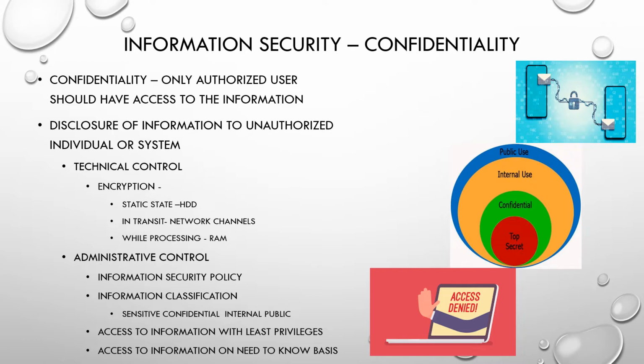Another example I can give here is that an HR person will have access to the HR documents but not to the marketing documents. A marketing person should not have access to the HR documents or accounts documents. A production person should not have access to the accounts document. So that is basically need to know privilege access.